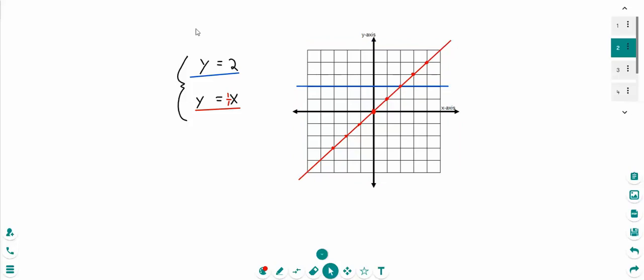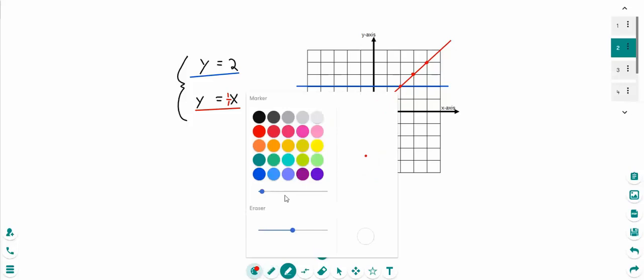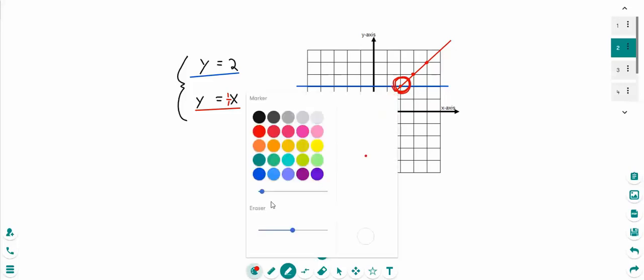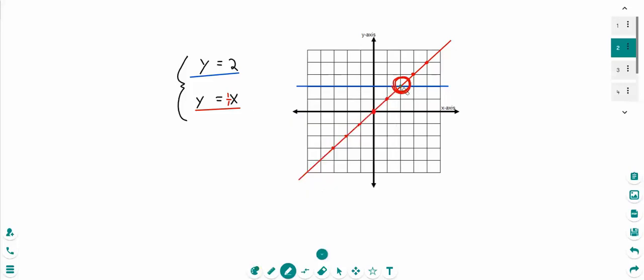So now we need to find the solution to this system of equations. What's the solution going to be? Well, where do they cross? They cross right here, right? Isn't that the crossing point? Right at this point, right here, right? So what are the coordinates for that point? Well, x is the 2 right here, and then y is also a 2. So the solution is going to be 2, 2.